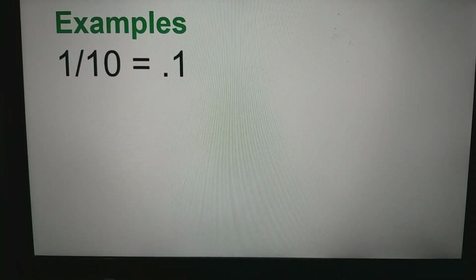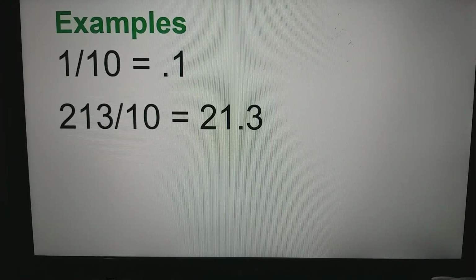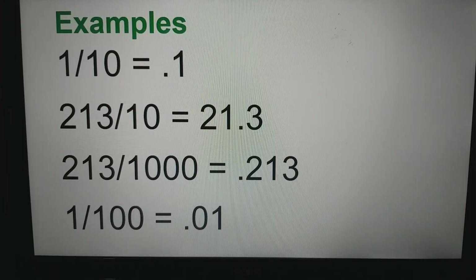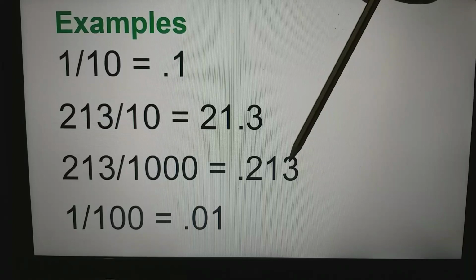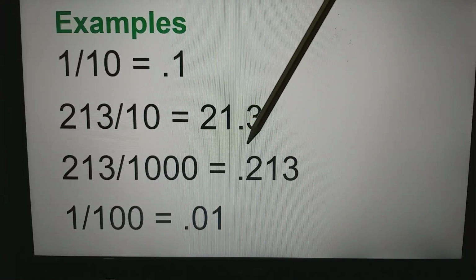For example, if we have the fraction 1 divided by 10, the denominator is already 10, so we simply put a decimal to the left of the numerator and we get the decimal number. Another example: in all these examples the denominator is already 10 or a power of 10. So we only count the number of zeros, then count that number of digits in the numerator and put the decimal to the left of those digits. Right?